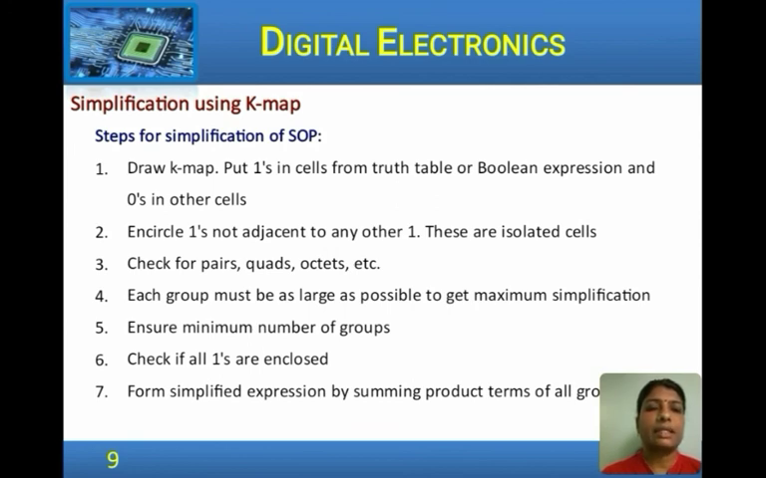Then for the rest of the cells, try to group them together into pairs, quads, octets. Try to form the largest group possible so that maximum simplification is done, and also ensure that the minimum number of groups is taken up. Check if all the ones are enclosed, and then sum the product term of each group. Each group will give a product term. By summing all the product terms, we get the simplified expression.